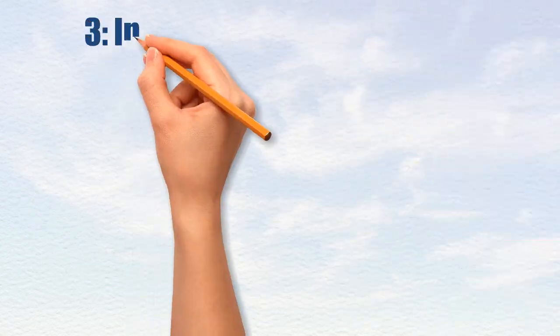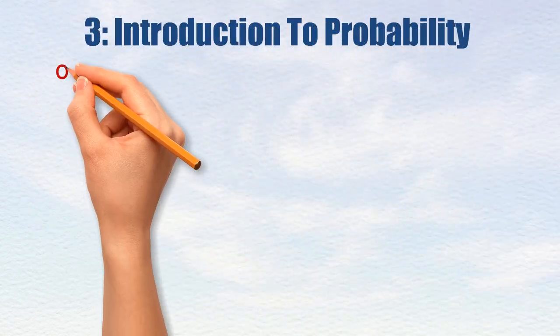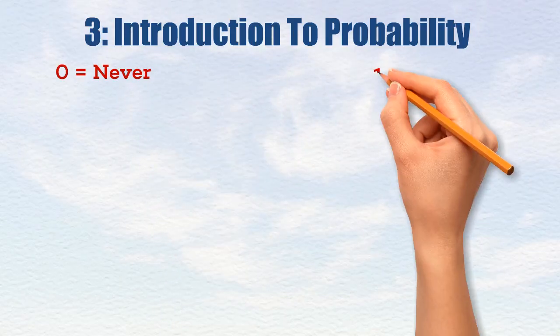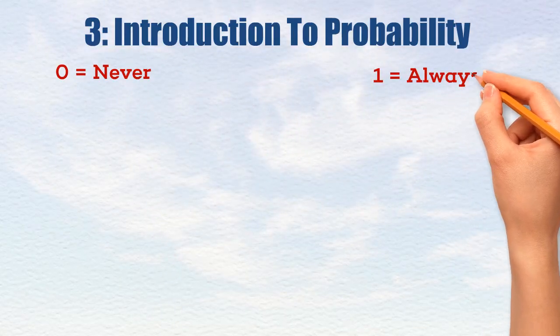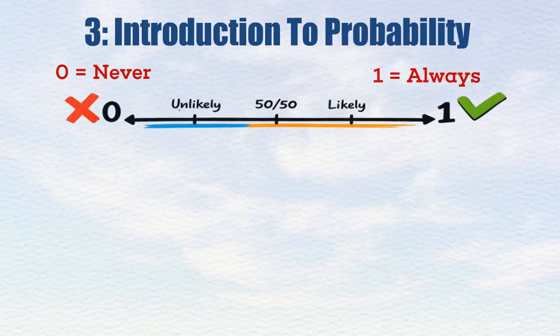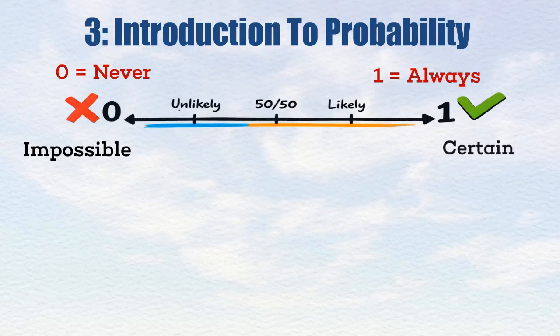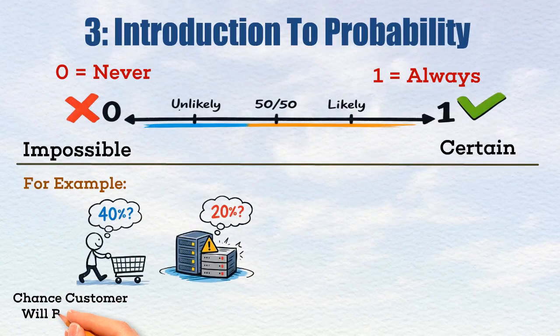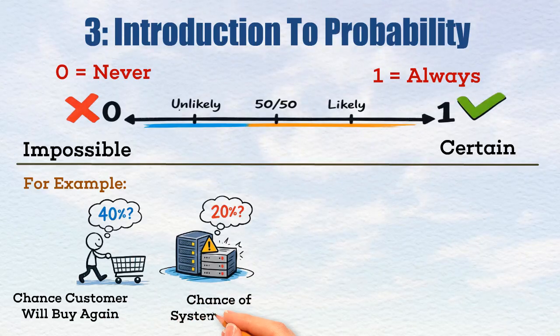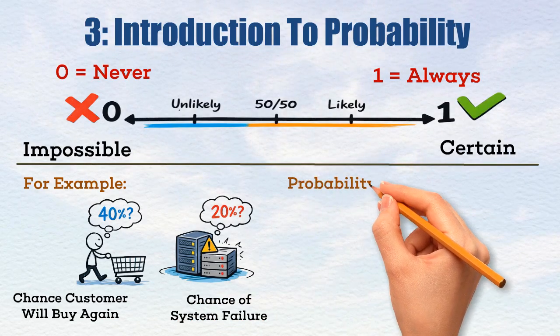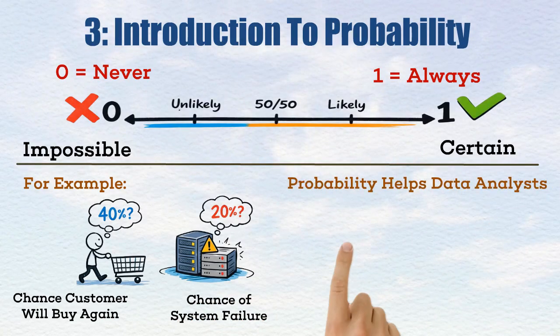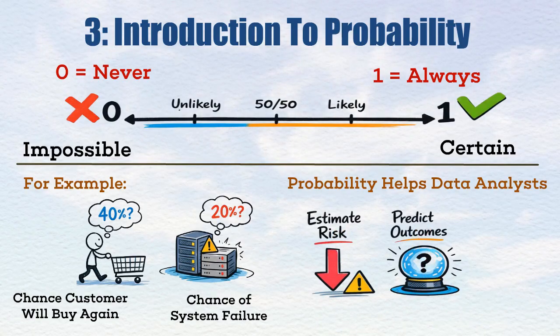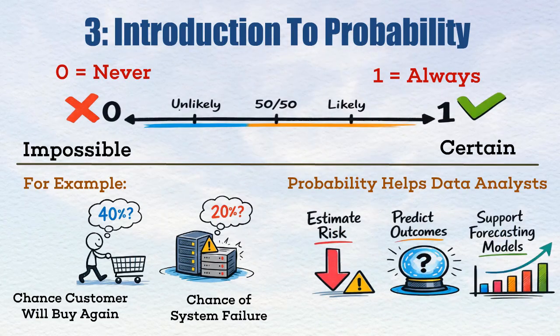Next is introduction to probability. Probability tells us how likely something is to happen. Probability values range from 0 to 1. 0 means impossible, 1 means certain. For example, what is the chance a customer will buy again? What is the chance a system failure will occur? Probability helps data analysts estimate risk, predict outcomes, and support forecasting models.